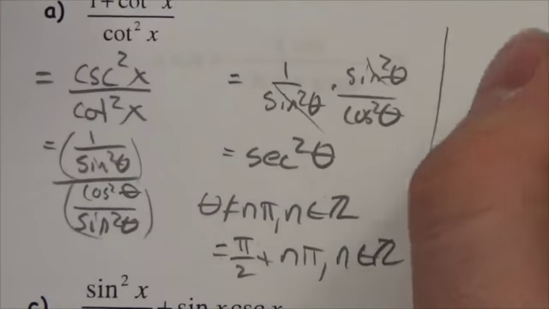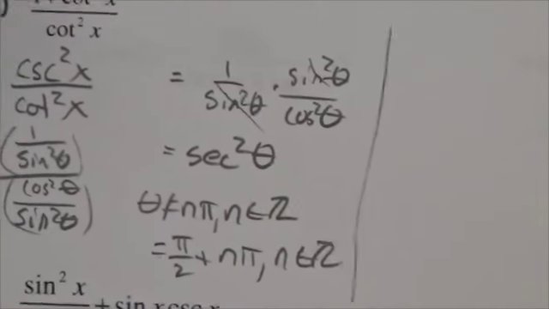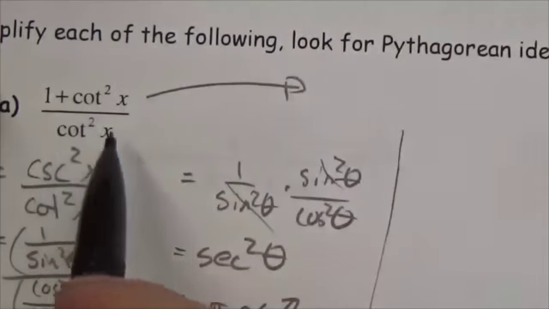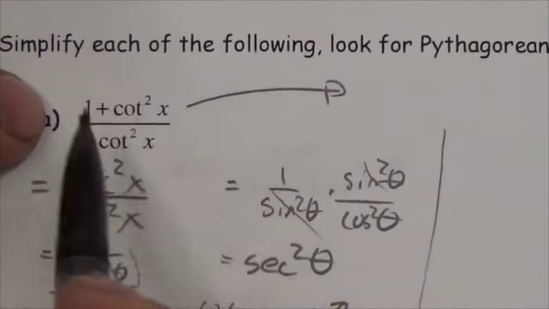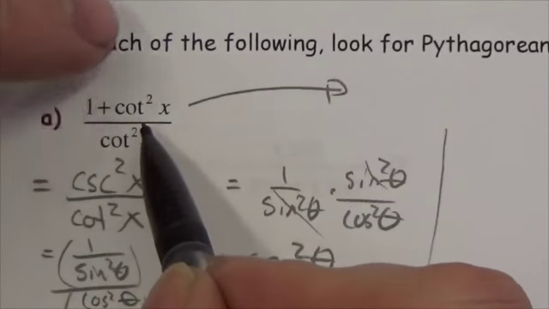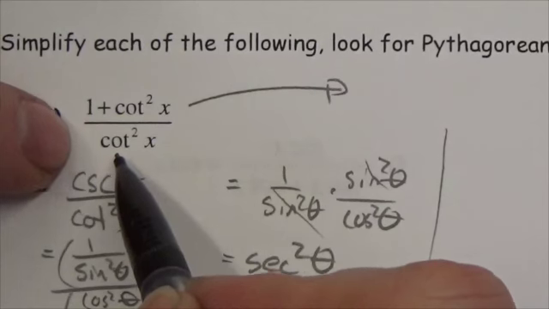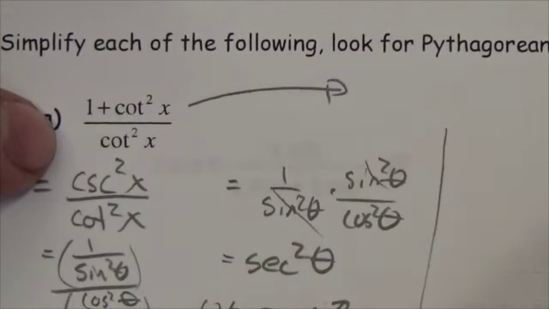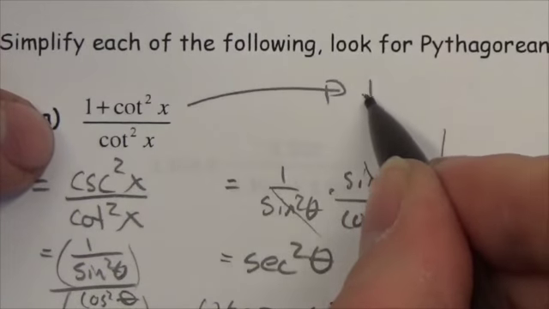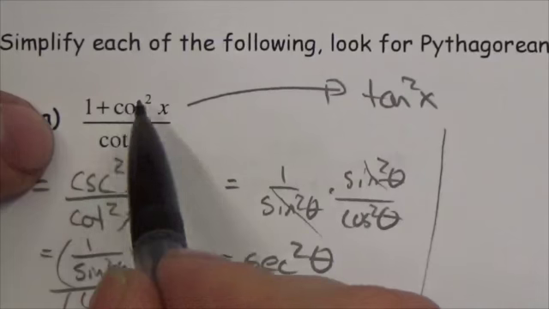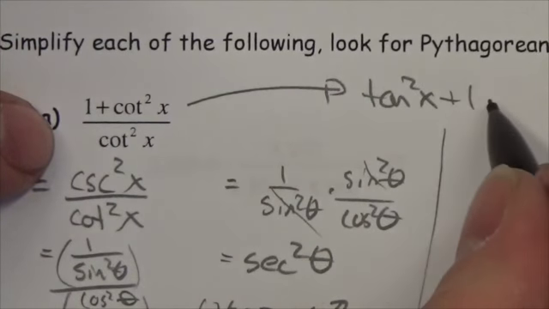Now, there is another way of doing this though. I could have seen this as a binomial divided by a monomial and done 1 over cotangent squared plus cotangent squared over cotangent squared. Now, 1 over cotangent squared, remember that cotangent is the reciprocal of tangent. And so that would get you tangent squared of x, and cotangent squared over cotangent squared is just going to be 1.